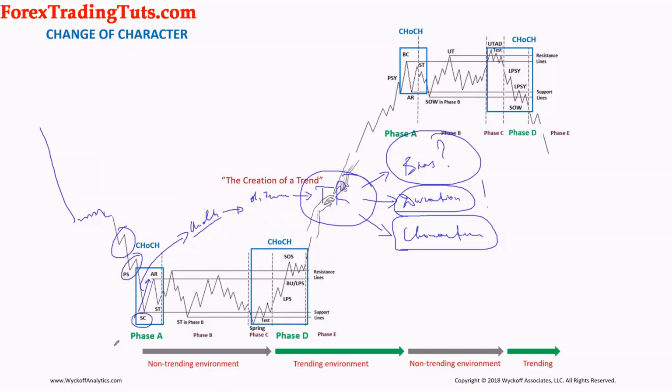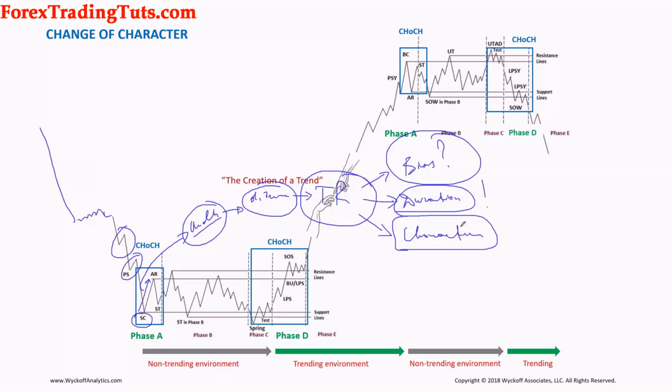But the main thing with this new rally, with the better rally, is that the change of character is possibly unfolding, and that would mean that from a downtrending environment, we are going to change into a non-trending environment where we have to define the bias, where we have to understand the duration and the timing with which the price is going to leave the trading range, and then the character of the trading range itself.